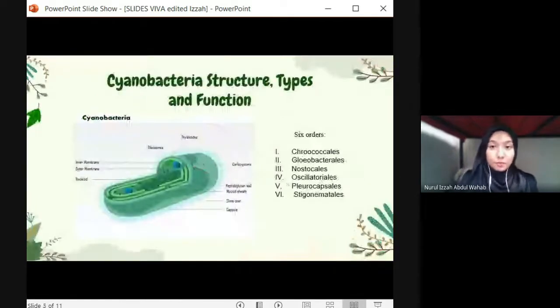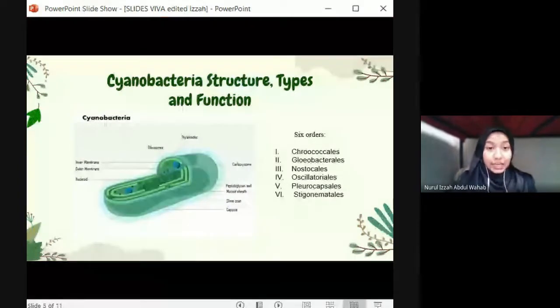Next, let's go into the content. The first one is cyanobacteria structure, types, and functions. So from the picture I have attached here in the slide, morphologically, cyanobacteria can be unicellular or filamentous and have spherical, rod, and spiral shapes. The secondary metabolites are often produced by cyanobacteria in response to biotic or abiotic stress from the surrounding environment. It is to provide protection and aid for the survival of the cyanobacteria.